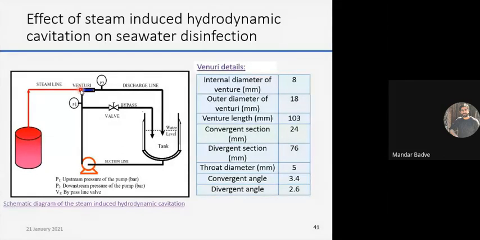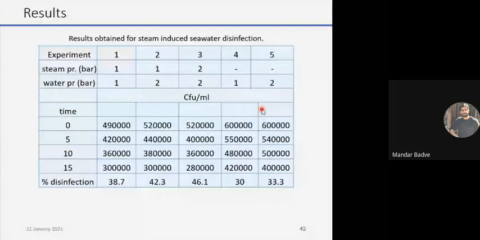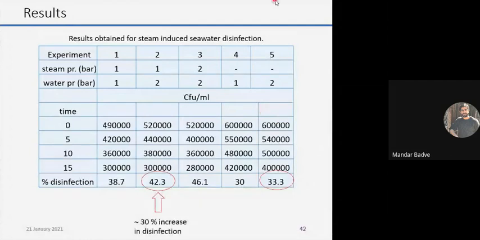Here the geometry was slightly different, and we saw that when you combine cavitation, so this is without steam, you get roughly around 33% disinfection, and with steam, just at 1 bar pressure, because it was done at the laboratory scale, the pressure of the steam was very low, and the pressure of the water was very low as well.